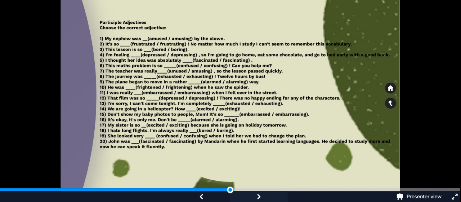My sister is so dash because she is going on holiday tomorrow. My sister is so excited. I hate long flights. I'm always really dash. I'm always really bored. She looked very dash when I told her we had to change the plan. She looked very confused when I told her we had to change the plan. That's all in past tense. 20th one. John was dash by Mandarin when he first started learning languages. John was fascinated.